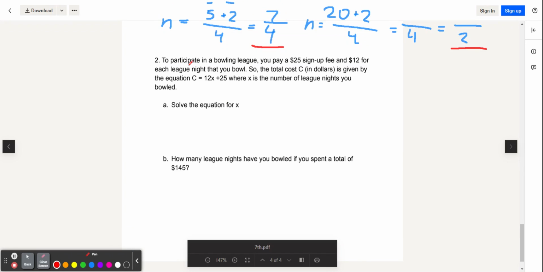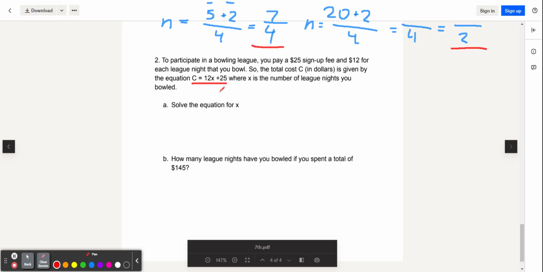And the last problem, to participate in a bowling league, you pay a $25 sign-up fee and $12 for each league night that you bowl. So the total cost C in dollars is given by the equation C equals 12x plus 25, where x is the number of league nights you bowled. Solve the equation for x.